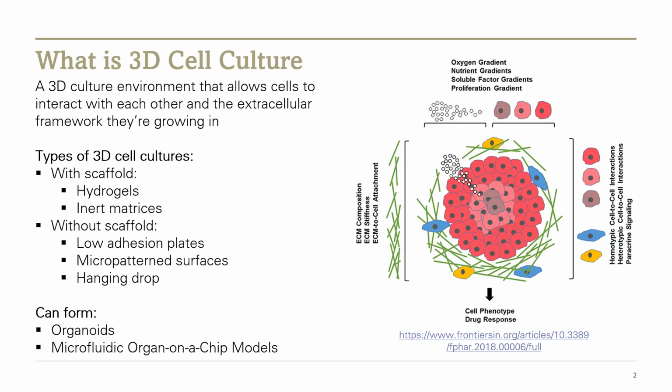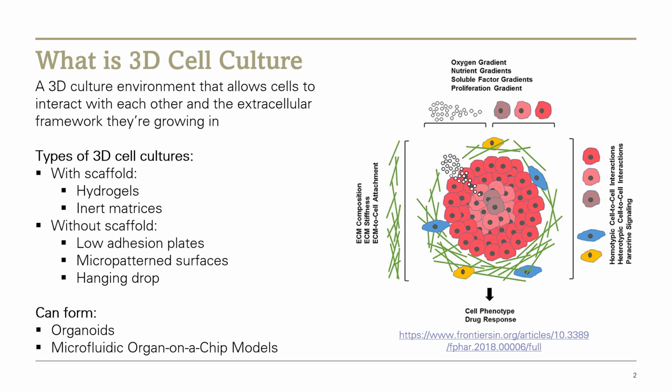Let's start with what 3D cell culture is. It is a type of cell culture, like we've discussed in class, and it is a 3D culture environment that allows cells to interact with each other and the extracellular framework they're growing in. There are two types of 3D cell cultures, with scaffolding and without scaffolding. Some popular types of scaffolding methods include hydrogels and inert matrices. Some popular types of non-scaffolding methods include low adhesion plates, micro-patterned surfaces, and hanging drops.